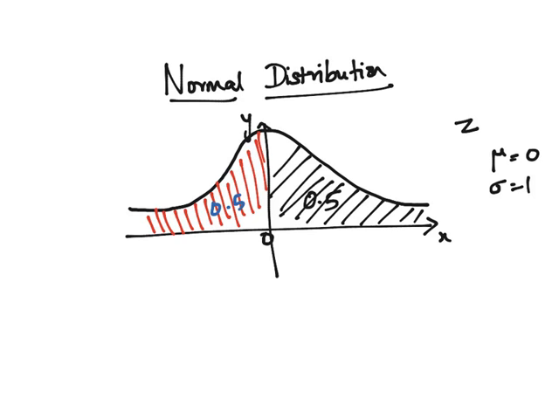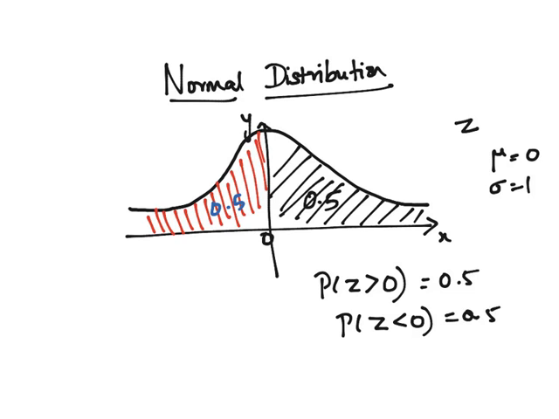So we know that this curve is actually symmetric about the y-axis, right? So if I say p of z more than 0, the probability will be given by the area under the curve. So the probability of z more than 0 is 0.5 and the probability of z less than 0 is also 0.5. Yeah, this is one thing.